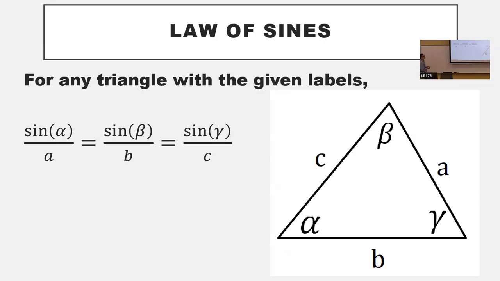So the first rule that we're going to add is called the law of sines. The law of sines says the ratio of sine of the angle divided by the length of the side opposite that angle is going to be constant between all three angles of the triangle. So sine of alpha over A is the same thing as sine of beta over B. It's the same thing as sine gamma over C.